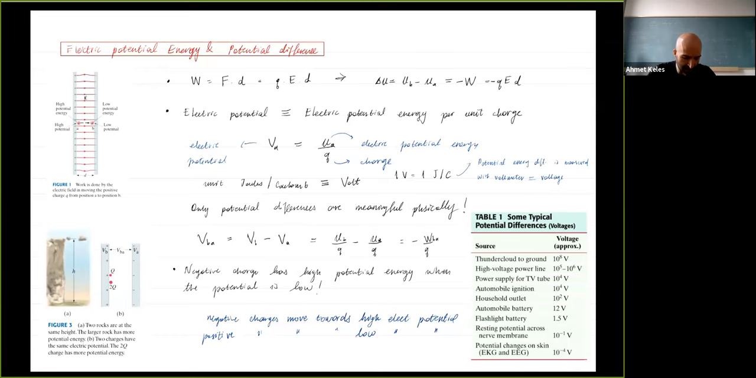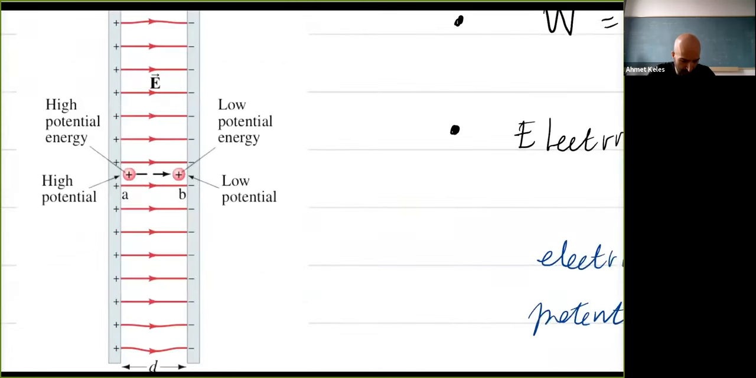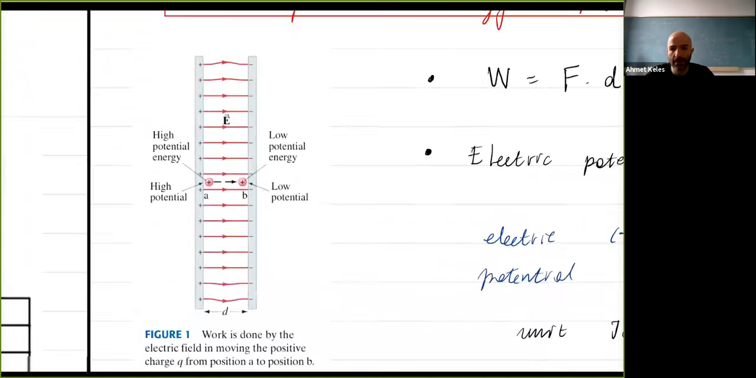This is another way of saying, if you have a positive charge, it's going to move towards low potential. So this is high potential, this is low potential, and a positive charge moves like this. Whereas for a negative charge, this is again low potential, this is high potential. A negative charge will move like this because it moves from minus to plus.